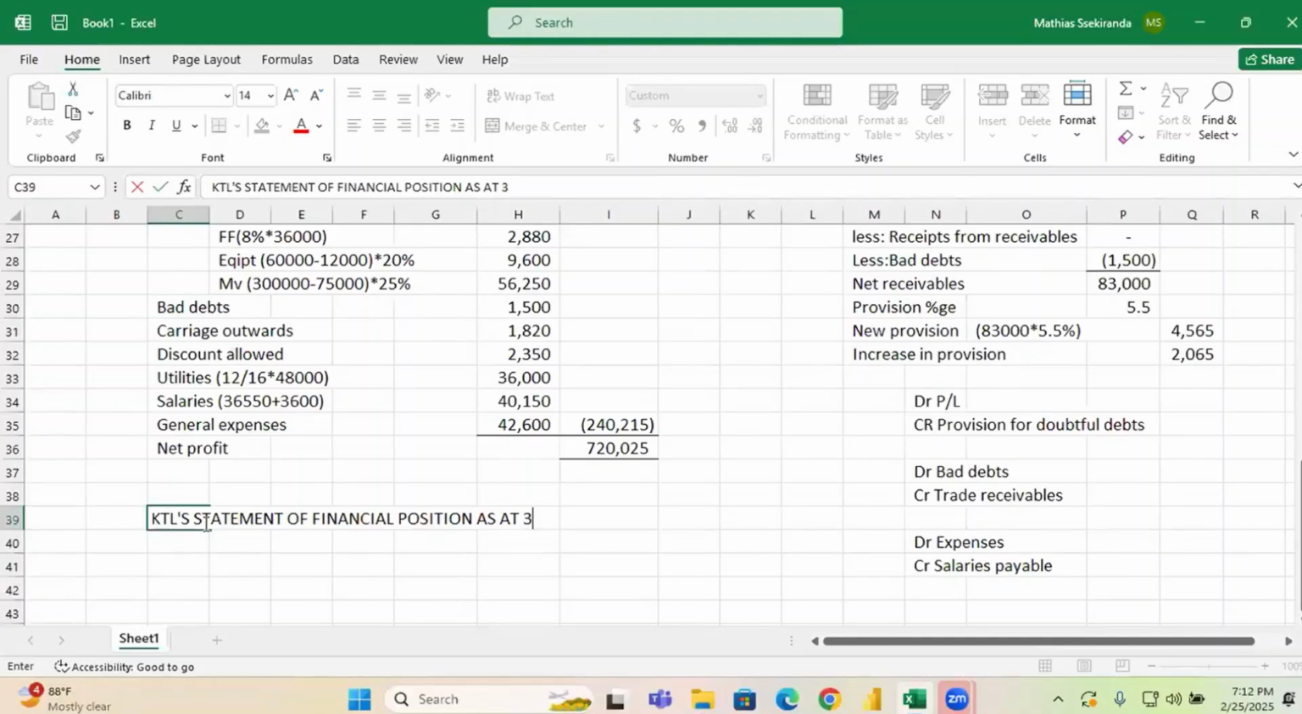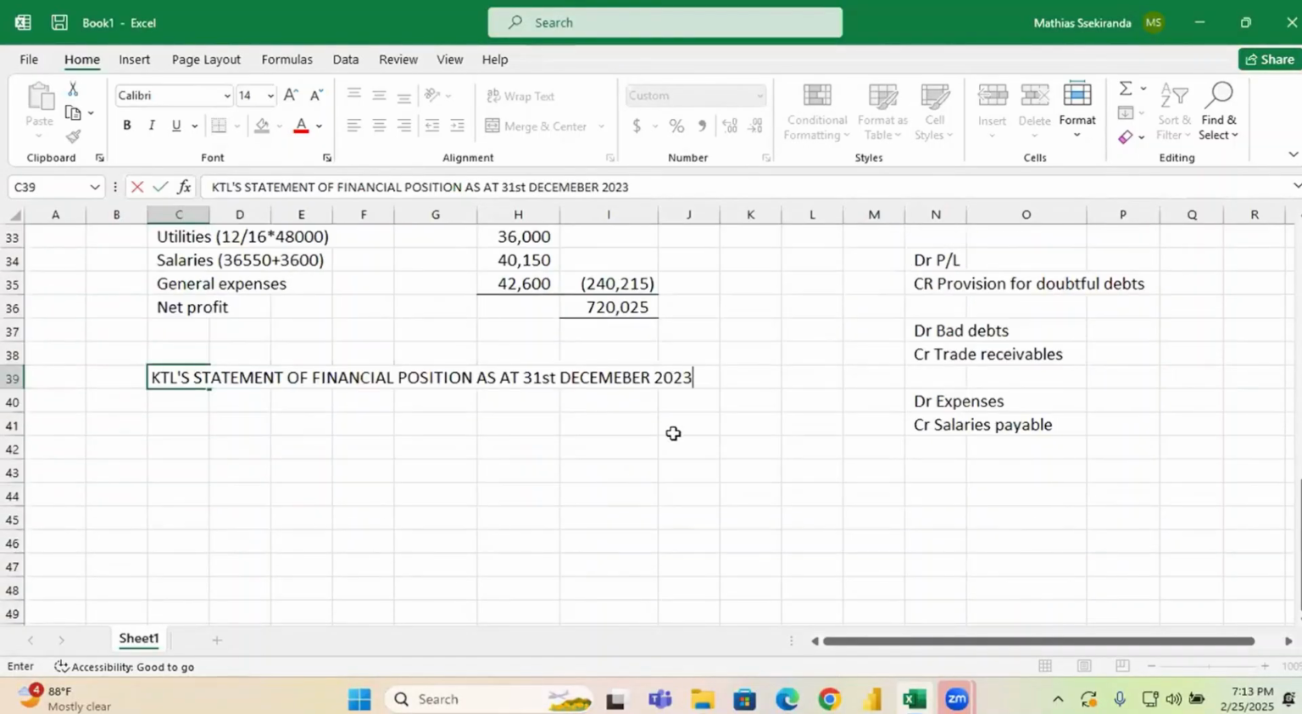So KTL's statement of financial position as at 31st of December. I have a question. Yes, please. My hand is up though. Maybe you didn't see it. Sorry, I just didn't see it.